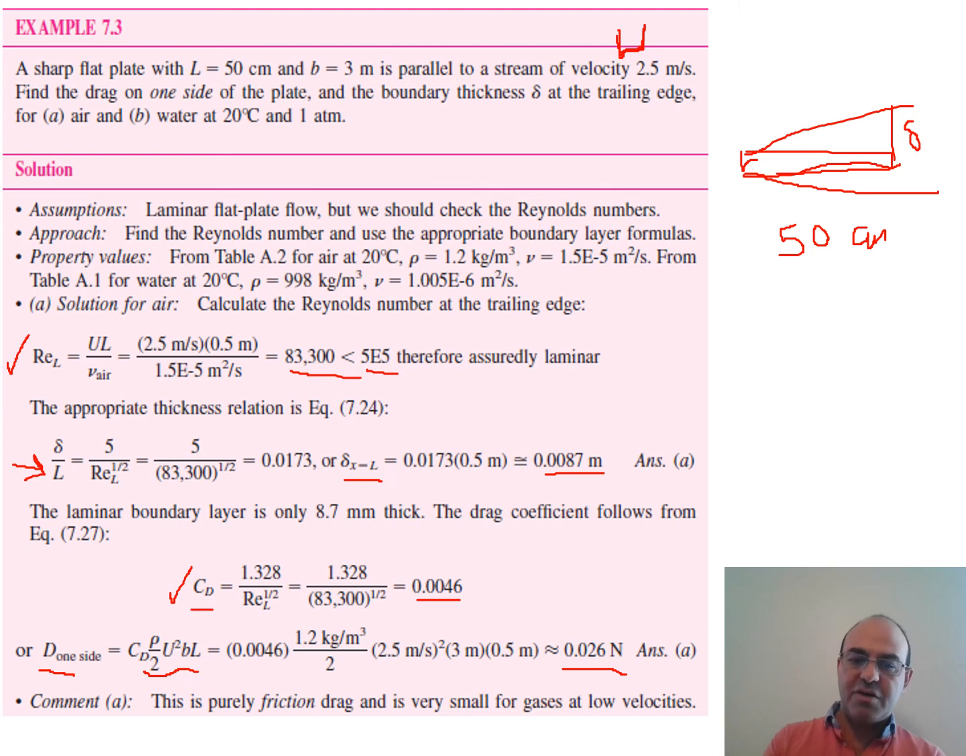It's quite small. So this is a friction drag and it's very small for gases at low velocities. So we have air blown over a flat plate, 3 meters by 1/2 meter, and this drag force is caused by friction. Because the air wants to push the plate forward in its direction, but this drag force is really small.